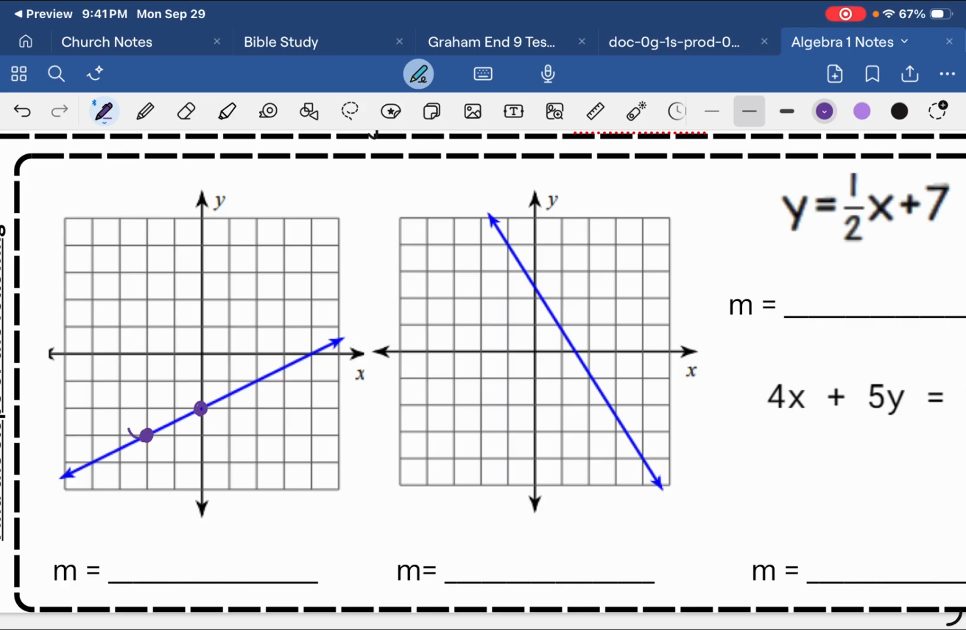So I pick a left point, and I pick any 2 points, but always start from the left point. Okay, so I rise 1, and I run 2. And this graph is positive, okay, because the right side is pointing up. So my slope is a positive 1/2.